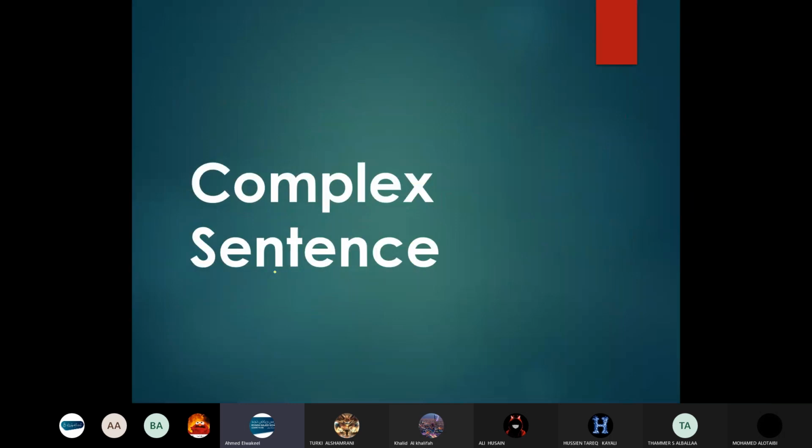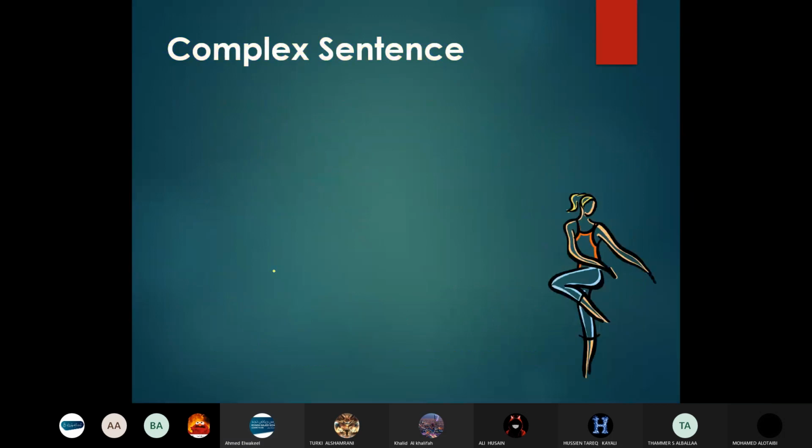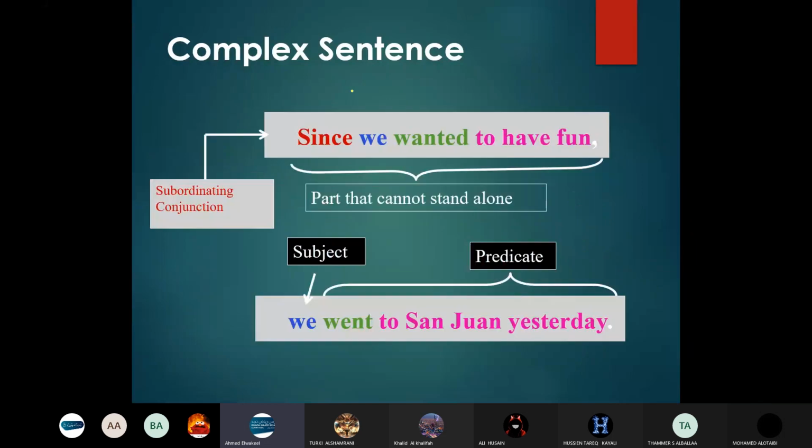The complex sentence that we started yesterday: one independent clause and one subordinate clause. As we said yesterday, the easiest way to make the subordinate clause is to add a subordinating conjunction. Like since my boyfriend and I wanted to have fun, we went to San Juan yesterday. Because here I have the subordinating conjunction since, the first clause is a subordinate clause. It doesn't give you the full meaning and cannot stand alone as a sentence. Consequently, the whole sentence is a complex one.